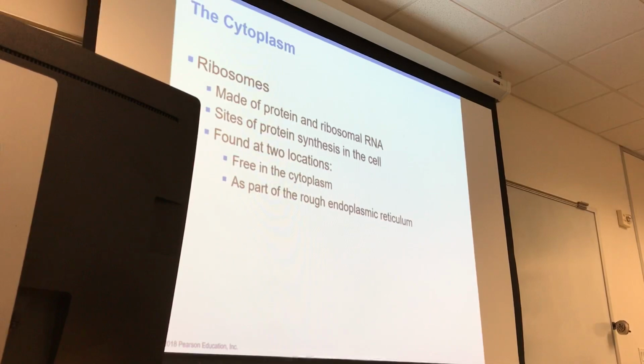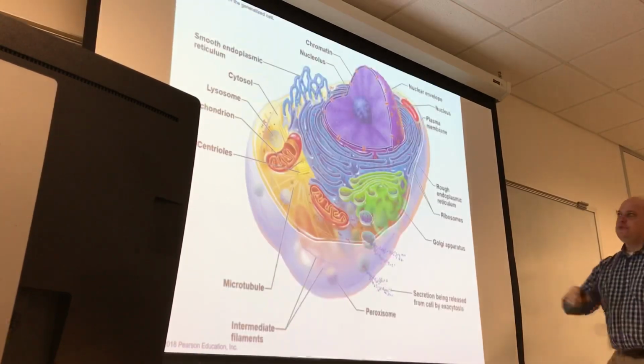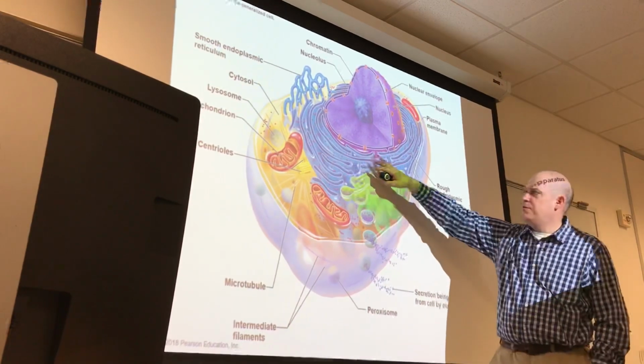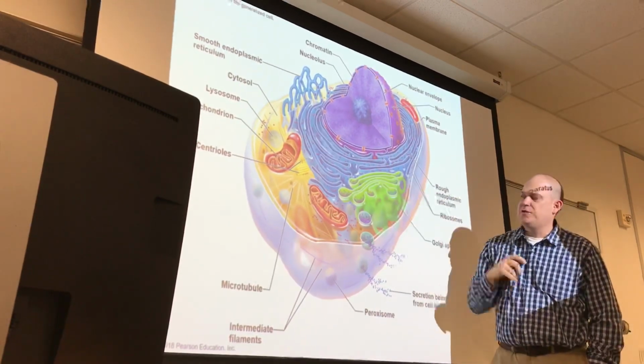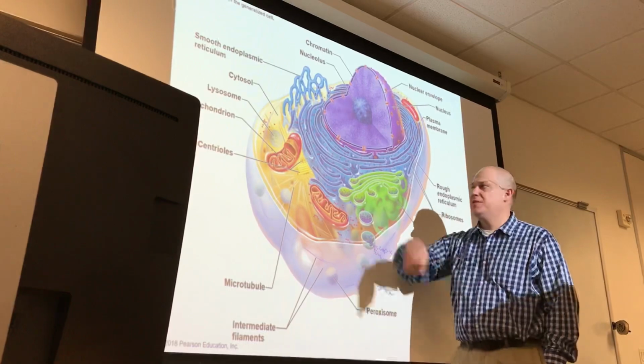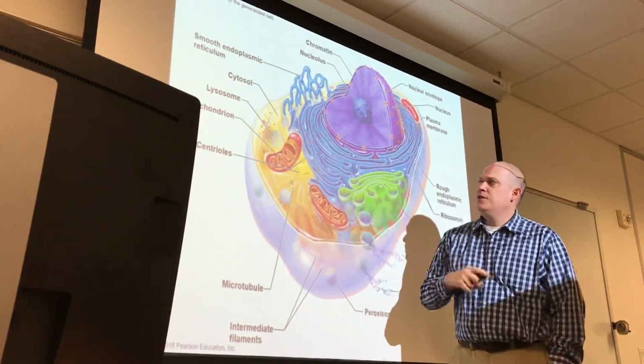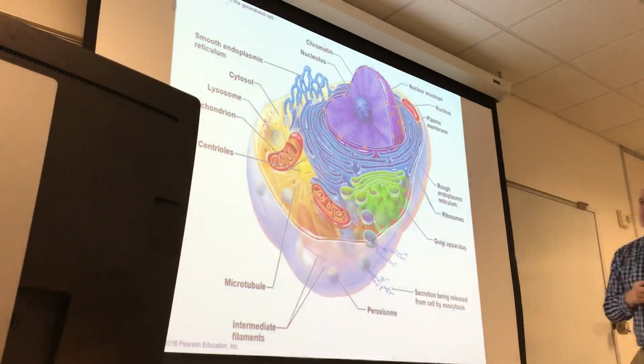The next one is a ribosome. We see ribosomes anywhere where you see these little purplish dots. Some of them are existing around this organelle here, which is going to be our rough endoplasmic reticulum. We see some of them freely floating within the cytosol. These are free ribosomes.